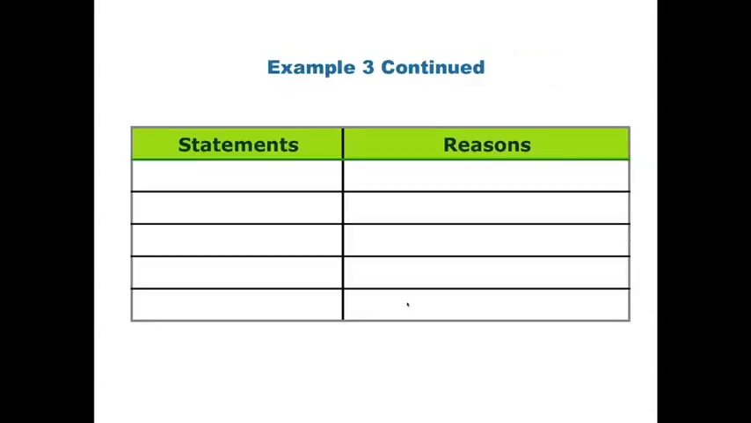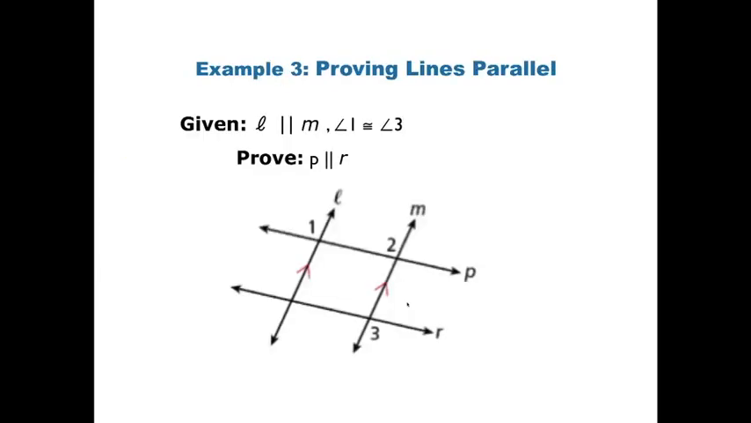So we were given, remember, that the lines were parallel. We were given that angle 1 is congruent to angle 3. What we're going to do, though, is make a quick statement. Since the lines are parallel, we're going to talk about angles 1 and 2 first, since we know they have to be congruent because they're corresponding angles.